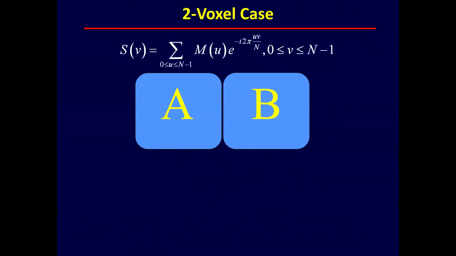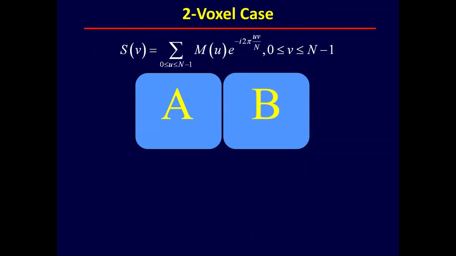All right. Let's just simplify this a little bit. And you know, these are a lot of equations. So let's say we have two voxels. All right. And the signal equation is the same. The only difference here is that now all of a sudden N becomes 2. So U is only either 0 or 1, right? And then the rest is the same. So what would be the signal if you have two voxels? The signal intensities of each voxel are A and B.